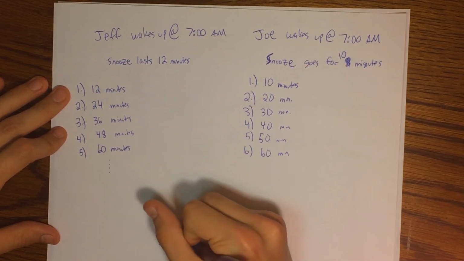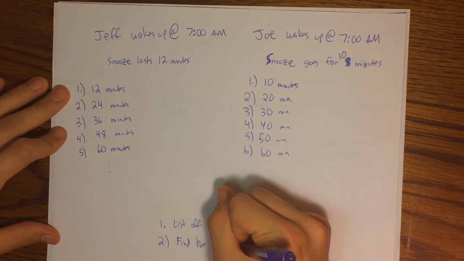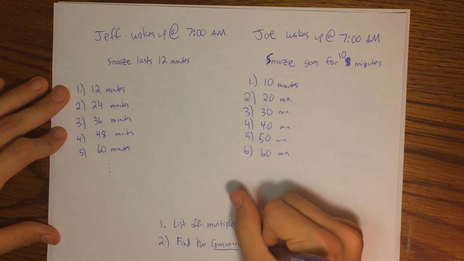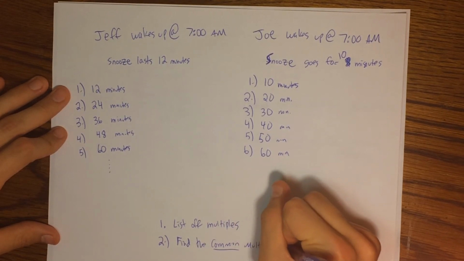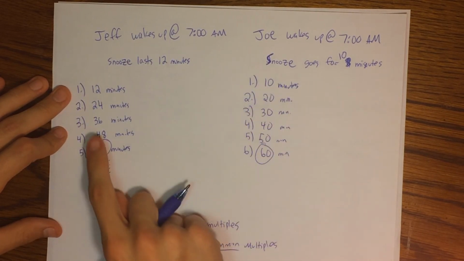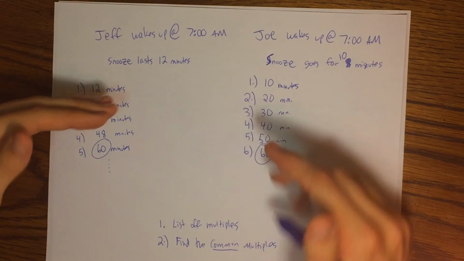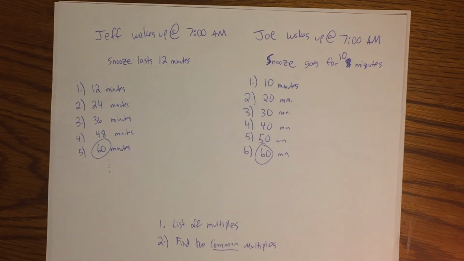So for our second step, which is find the common multiples, we've already found it. That would be 60. And I could have kept listing these off, and because they keep going forever and ever, hopefully Jeff and Joe aren't smacking the snooze button all day long, because then they'll just waste their whole day. But they could, theoretically, just hit the snooze button for the rest of their lives if they really wanted to.